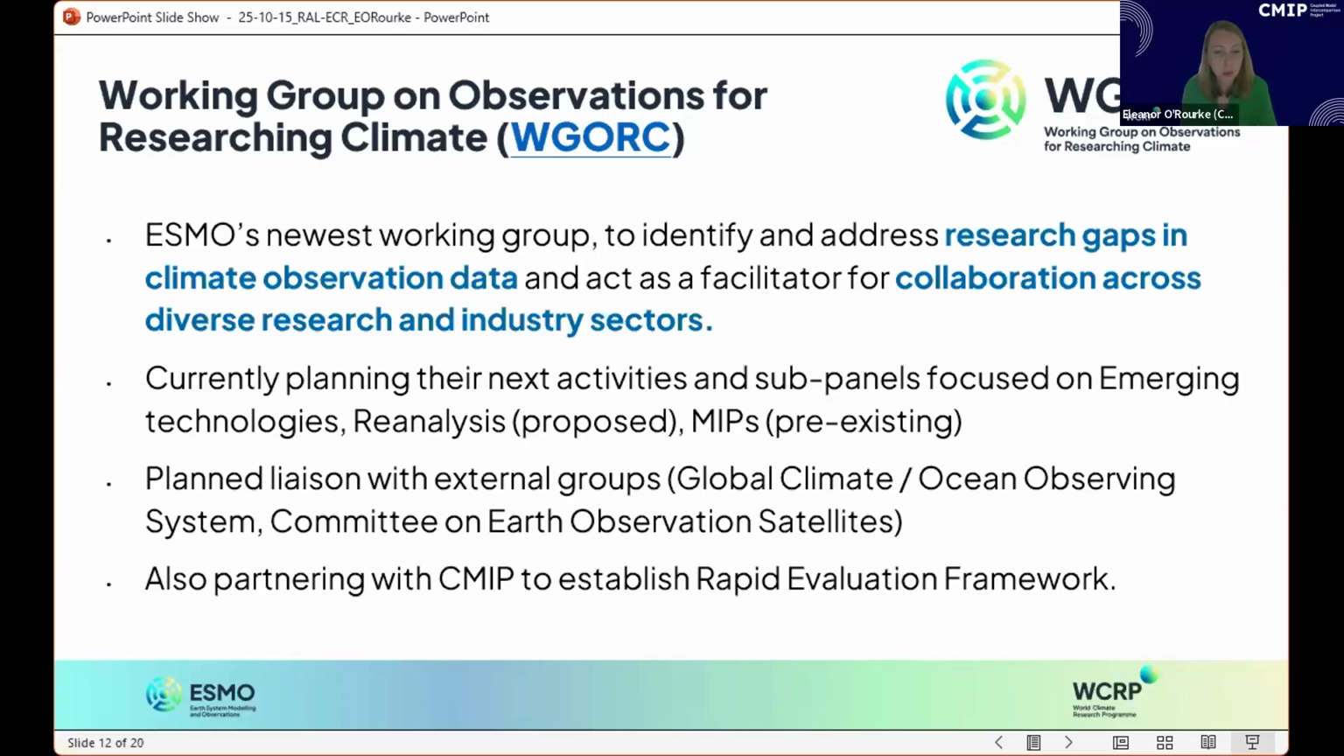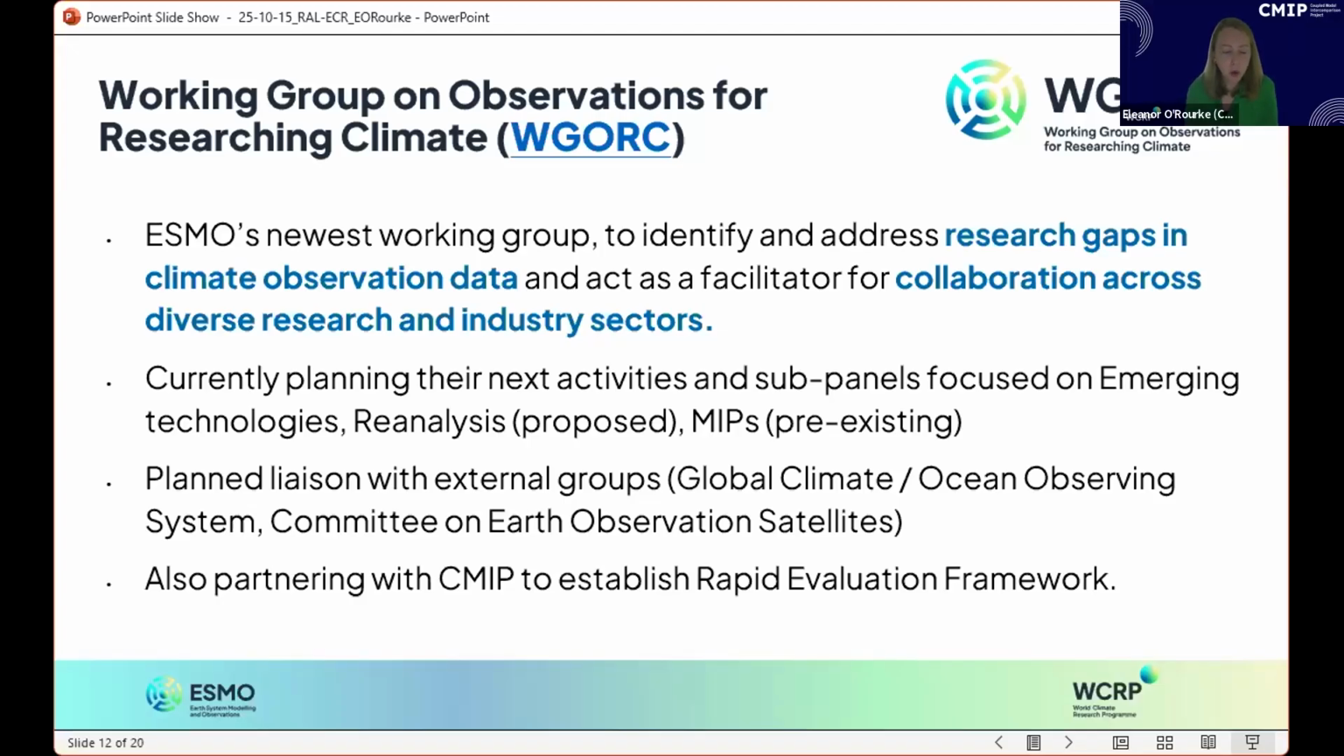It's ESMO's newest working group, and they're really going to be looking at identifying and addressing the research gaps in climate observation data and acting as a facilitator across the research and industry sectors. Space is quite spread across both research and industry, whereas climate tends to often be more governmental or public sector. They're planning some new activities around emerging technology for analysis and the existing model intercomparison projects as well.